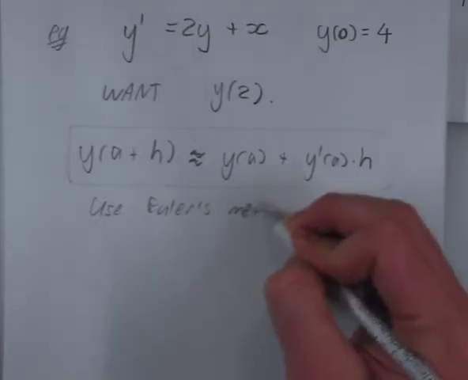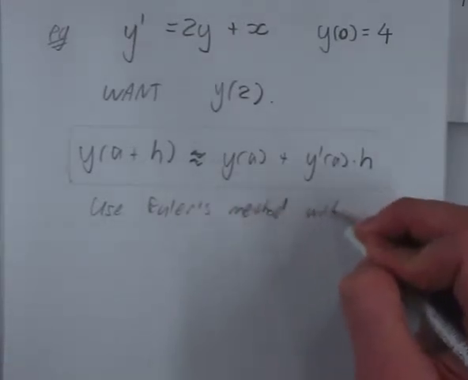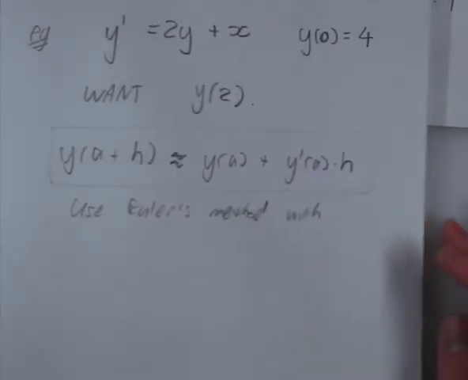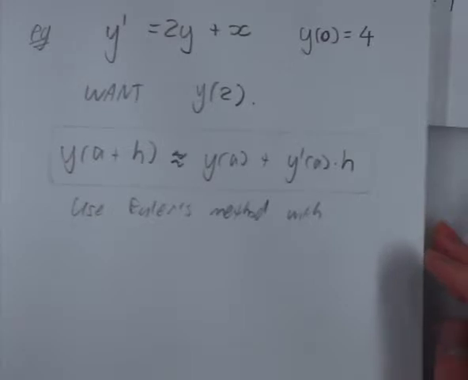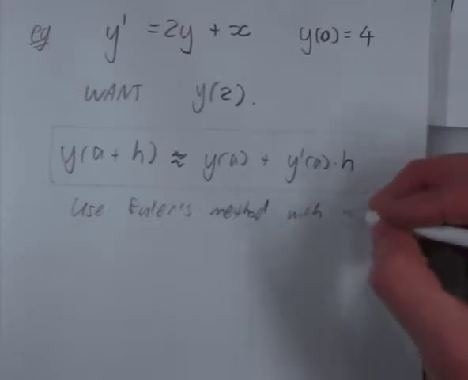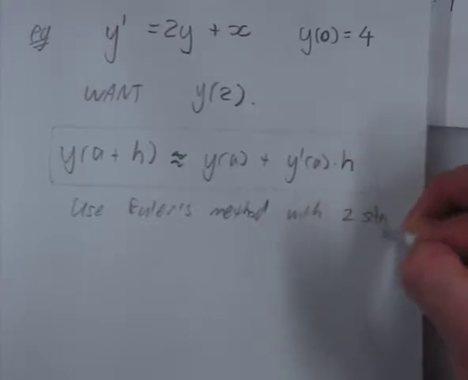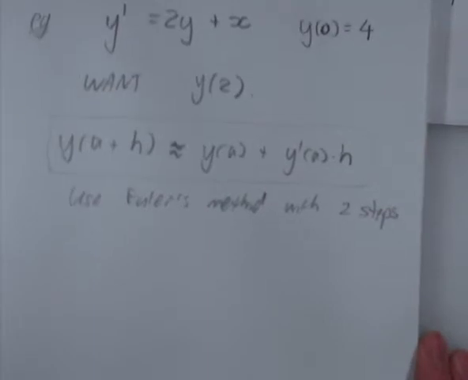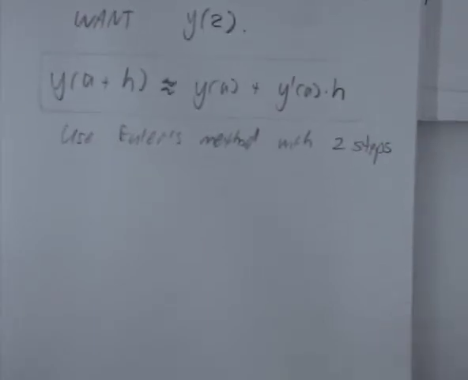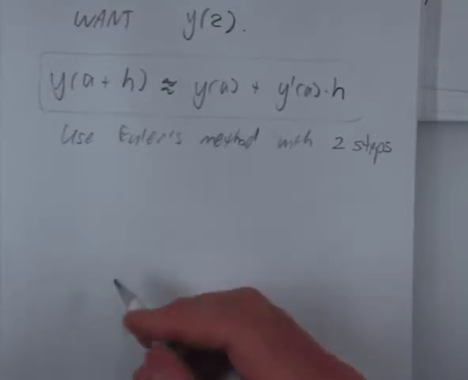Euler's method with... I don't want to go on too long, do I? In the exams, generally it's two steps. That's it. Let's do 2 steps. Okay, and I hope that it's not too small, but that's to show you what's going on.